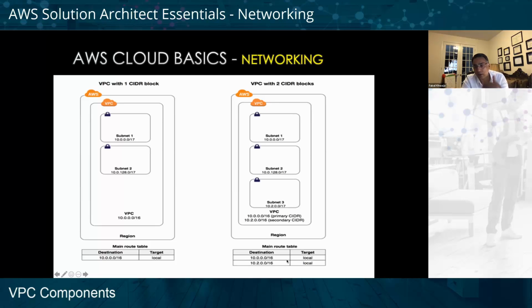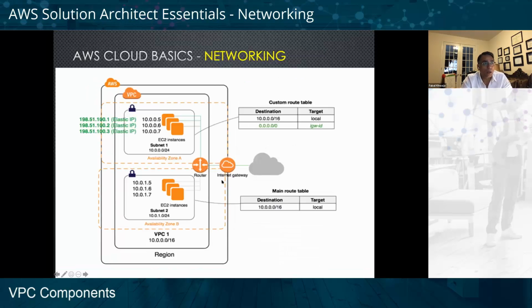Main routing table is automatically created for you. You can also create it, but when you create a default one, it creates it for you, and it knows the exact IP address string that it needs to associate with. Okay.